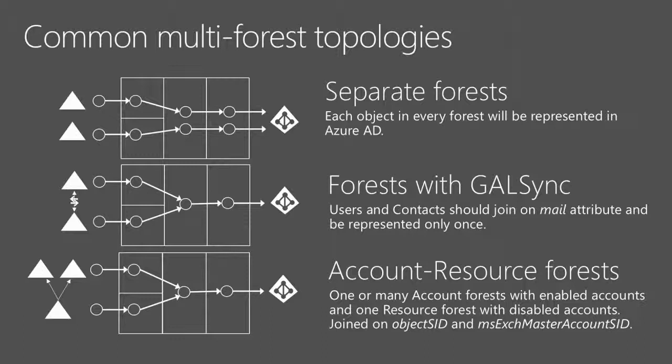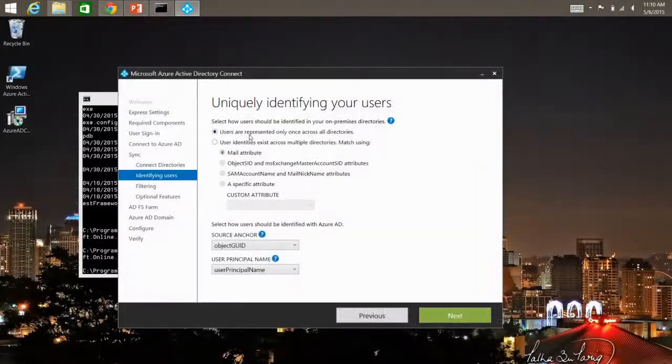Finally, we have the account resource forest topology. So I have an enabled account in my account forest, and I have a disabled account in my resource forest that will probably have a linked mailbox and linked accounts associated with it. And that is my third option. So if we go back and look at the pages, that is actually mapping to what we have at the top here. So the first option is what I discussed. I want everything to be just flowing directly.